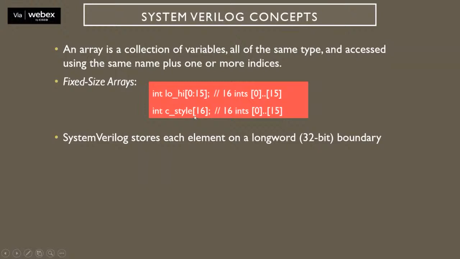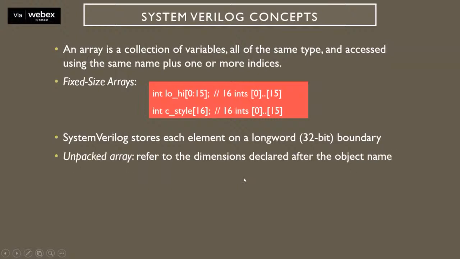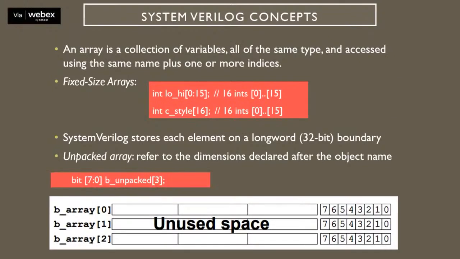We can initialize it. And usually Verilog stores all the elements in a 32-bit boundary, that is the long word. Now usually what we refer to are called unpacked arrays. That means you are going to refer to the dimensions declared after the object name. So after the object name, you are going to define the dimensions. Hence you can have dimensions of 1 in general, or you can have multi-dimensional unpacked arrays.